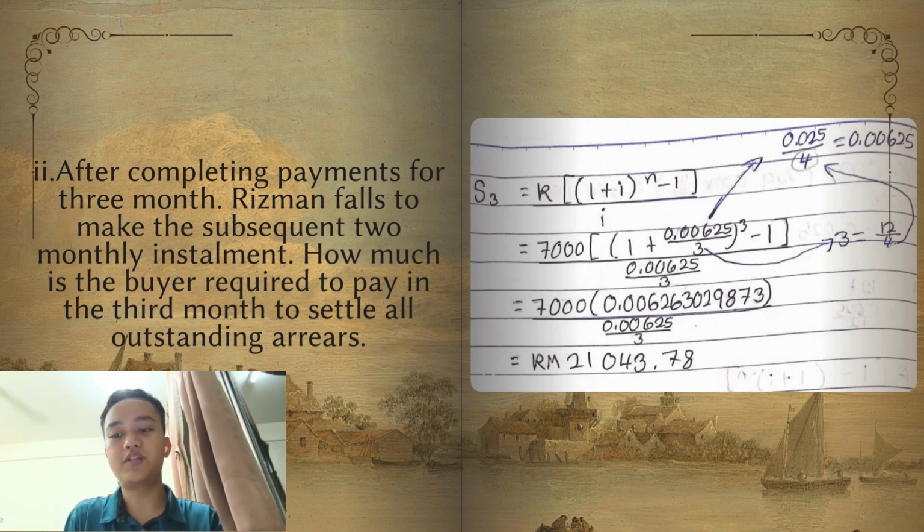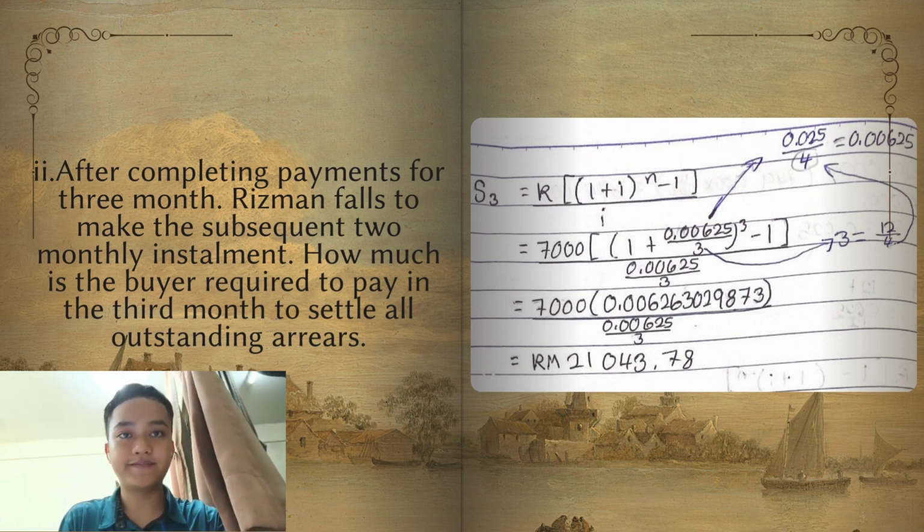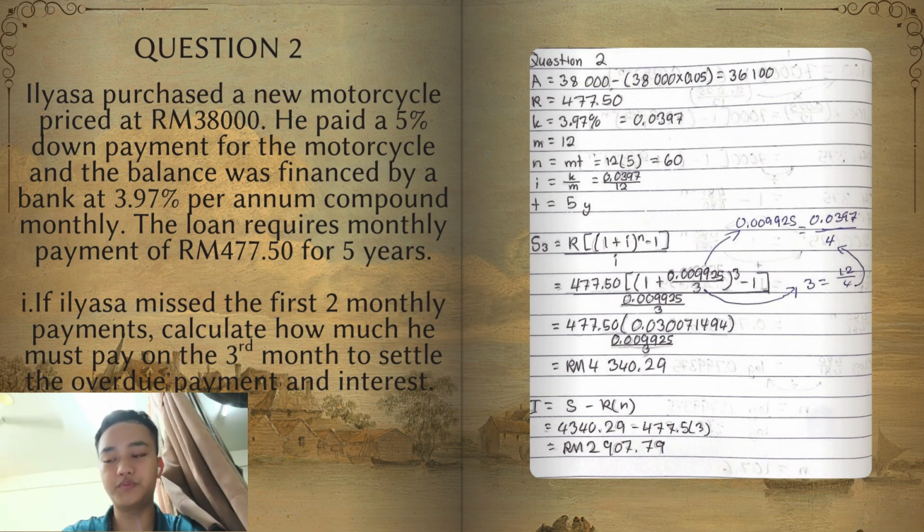And I change 0.025 to 0.00625 from 0.025 over 4. It is because in the formula I equals K over M, when 12 over 4, so 0.025 needs to be over 4. Lastly, I solve the formula and I will get RM 1043.78.